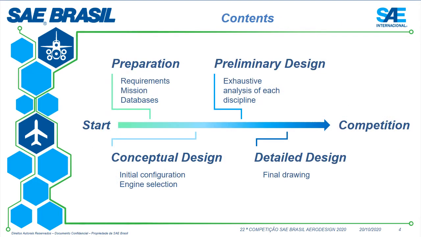The process followed by the team is shown in this Fishbone diagram. The main tasks are listed for each design stage.